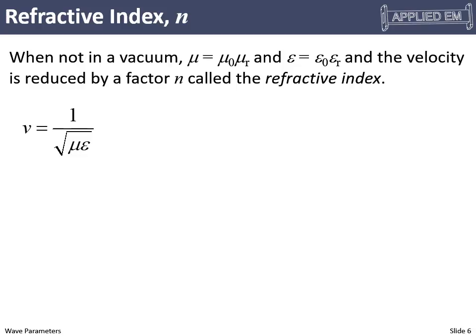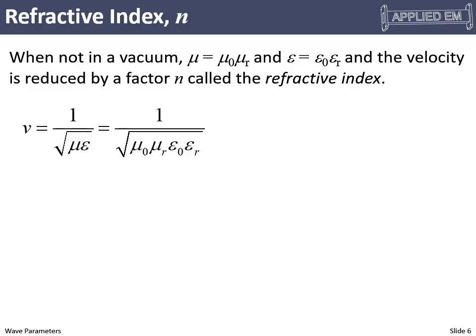So here's our expression again for velocity. We know that the permeability can be written as the product of the free space permeability times the relative permeability, and the permittivity can be written as the free space permittivity times the relative permittivity. So let's put those expressions in our equation for velocity. We've replaced the permeability with this product, and we've replaced the permittivity with this product.